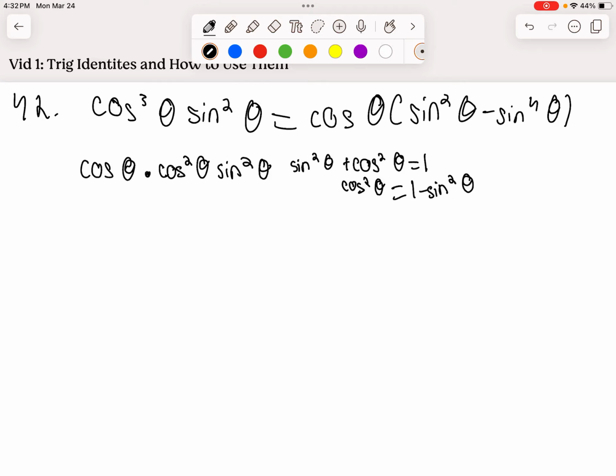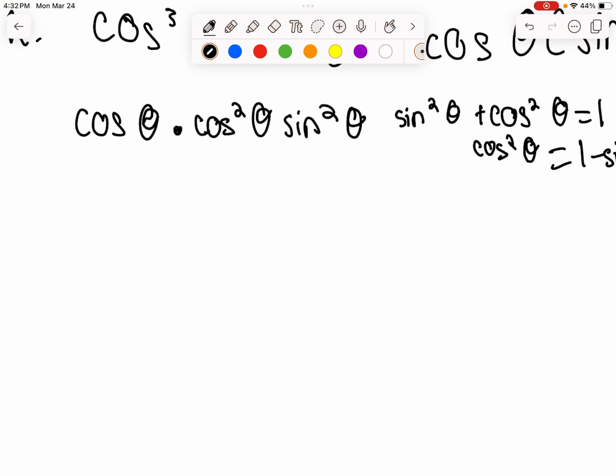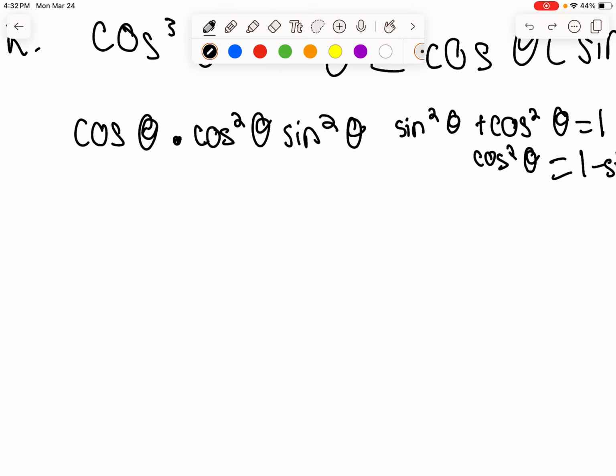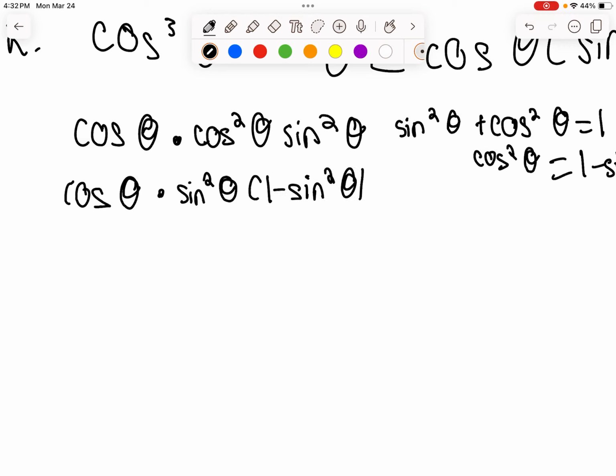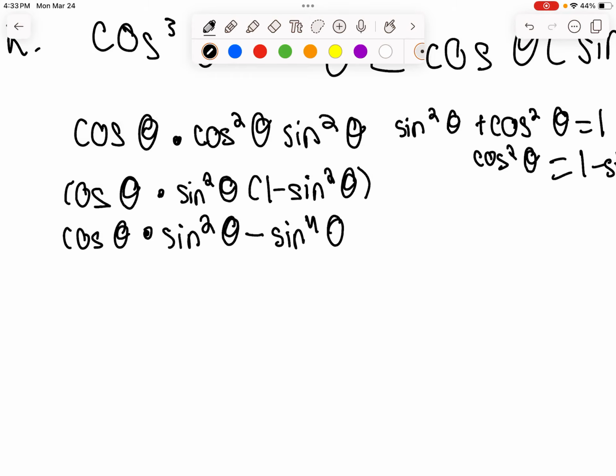Anyway, if we have this 1 minus sine squared, let's plug it back into our original equation right here. So, cosine theta times, and I'll write this sine on the outside like this, sine squared times 1 minus sine squared. From here, we can just distribute the sine. So, cosine theta times sine squared times 1, sine squared, minus sine to the 4th theta.